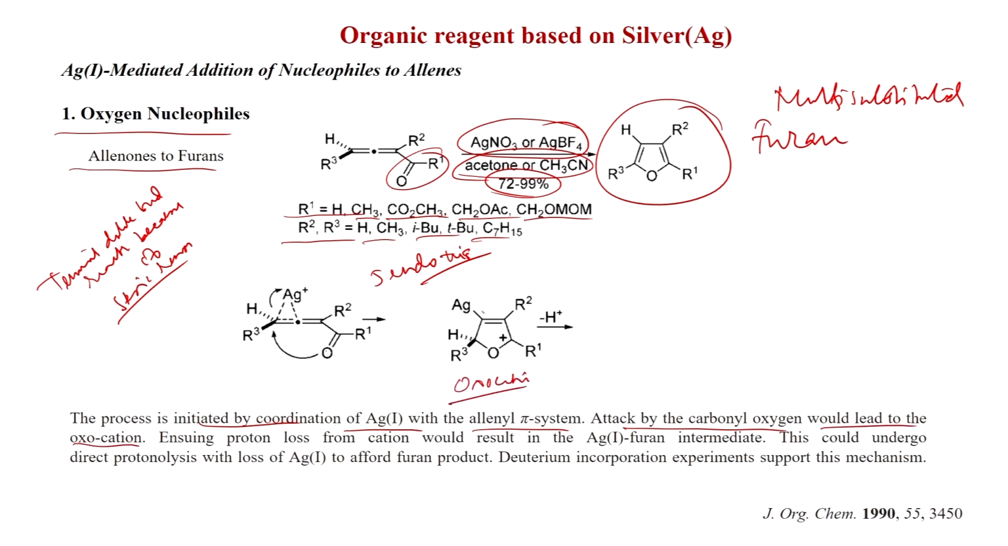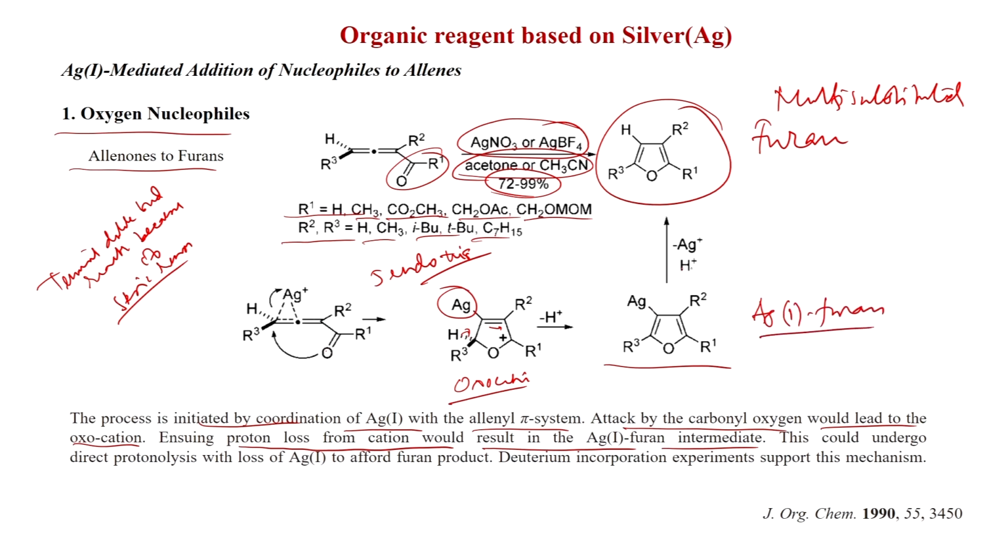and here this reaction is happening and silver goes here, and proton loss from the cation will result in the silver-furan intermediate. So, after proton loss, this proton will be lost and you get this silver-containing furan. So, this is the silver-furan, and now of course H+ will come and Ag+ will eliminate, you get the furan. This could undergo direct protonolysis with loss of silver to afford the furan product. Deuterium incorporation experiment supports this mechanism. So, if you put deuterium, then here you can get deuterium.